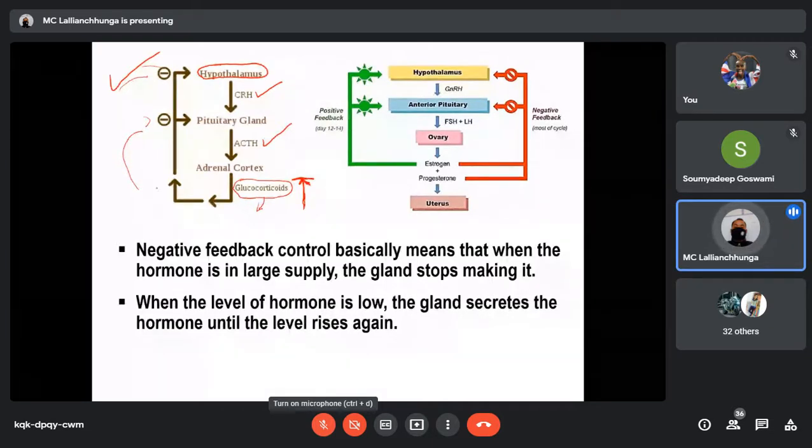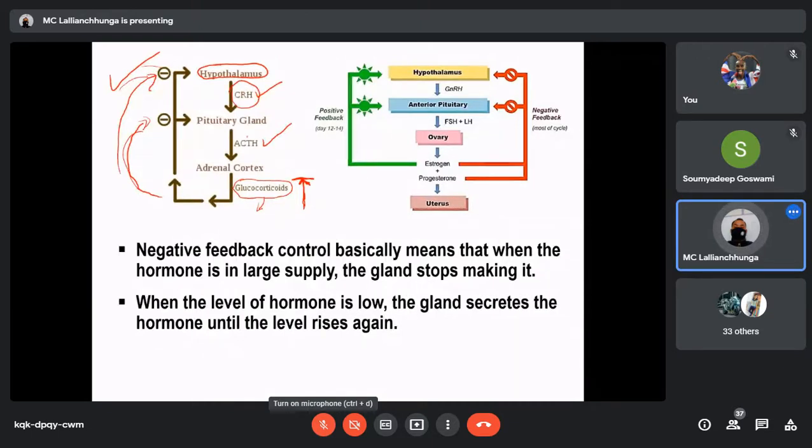When this condition happens, this high concentration of glucocorticoids will suppress the production of CRH from the hypothalamus and ACTH from the pituitary gland, so that the glucocorticoid level will go down. Glucocorticoids will be utilized by some cells, and ultimately the level will go down. So this is negative feedback. The high concentration of the product of these glands is suppressing its own production, so that the level will go down. And when it reaches the lower limit, this negative feedback mechanism will be inhibited.